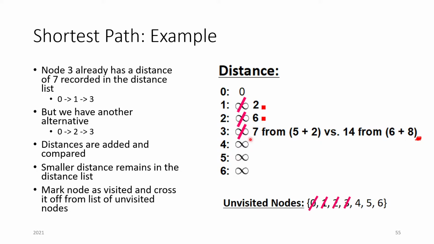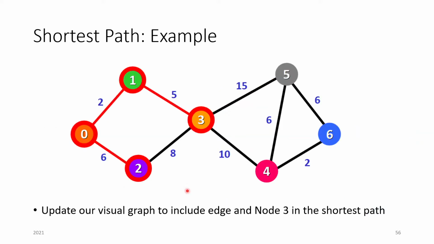And once we know that is the utmost shortest distance, we cross off that node from our unvisited nodes, so we don't need to check it again. And we update our paths accordingly in our shortest path. So now we highlight node 3 here with its connected edges forming the shortest path as of now. And the process keeps on repeating as such to cover nodes 4, 5, and 6.